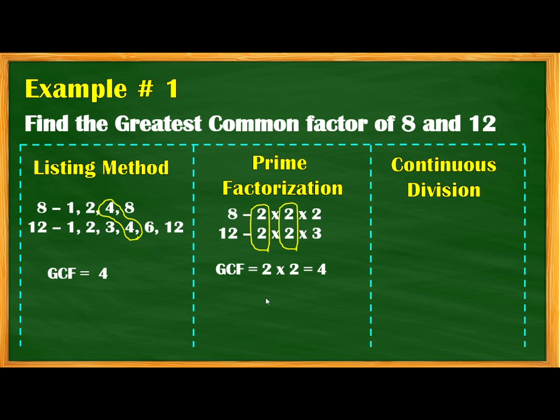Now using continuous division, we have 8 and 12 using the continuous division bar. Divided by 2, we have 4 and 6. Divided by 2, we have 2 and 3. So the GCF is 2 multiplied by 2. The product is 4. So the GCF is 4.